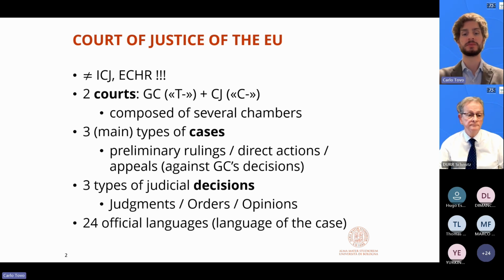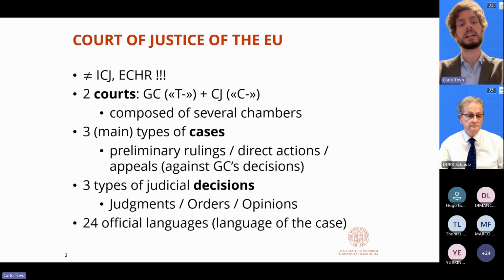Preliminary rulings, basically questions of interpretation of EU law raised by a national court. Direct actions asking for the annulment of an EU act, and appeals, which are actions asking for the annulment of a General Court's decision. So three types of cases before these two courts. Of course, as the appeals are only brought before the Court of Justice, this is self-evident.